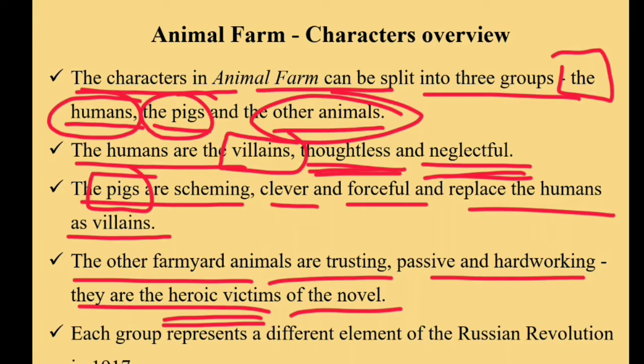Okay, each group represents a different element of the Russian Revolution in 1917. Here, in the Russian Revolution, there were different categories of people: elite people, middle class people, and lower middle class people. Okay, so this segregation is shown in the novel as well.